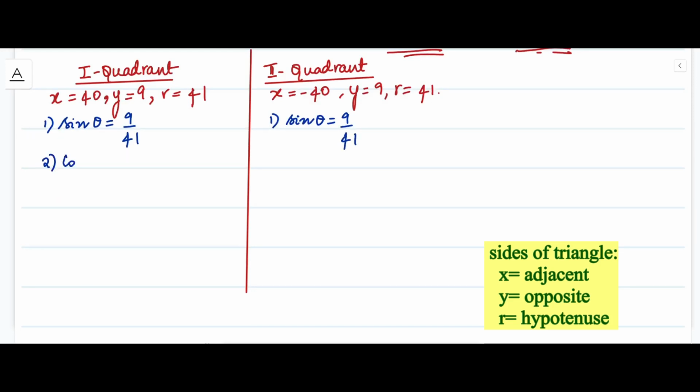Second one will be cos theta, and the definition of cos theta is x divided by r. The value of x here is 40 and the value of r here is 41. So we will get 40 divided by 41.